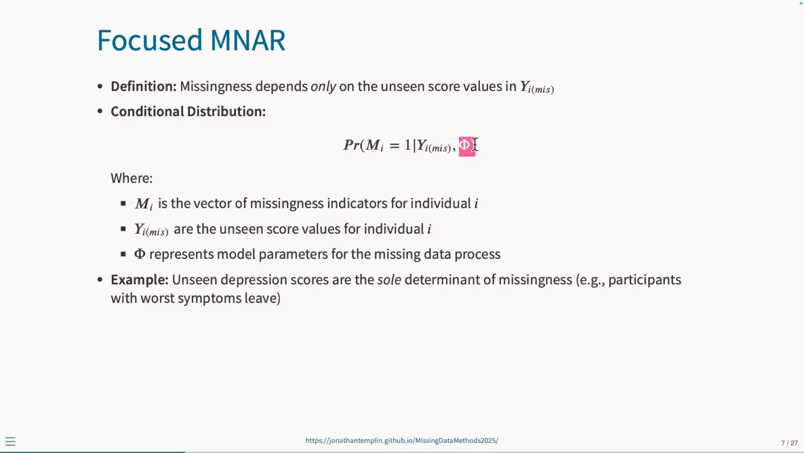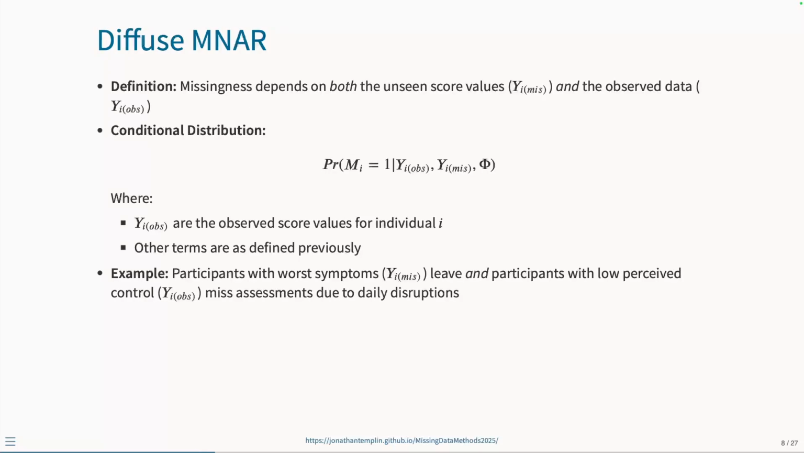An example would be unseen depression scores are the sole determinant of missingness. Participants with the worst levels of depression may not feel capable or may not even want to have the opportunity to talk about their depression. So therefore, they do not provide a response to you. It's very real, and I imagine in depression research that's quite prominent too. That does seem like it's a problem.